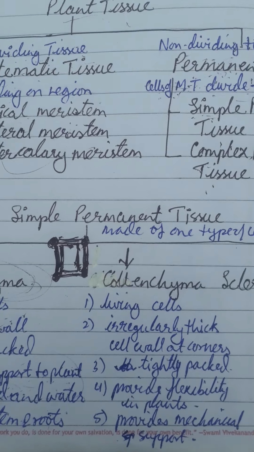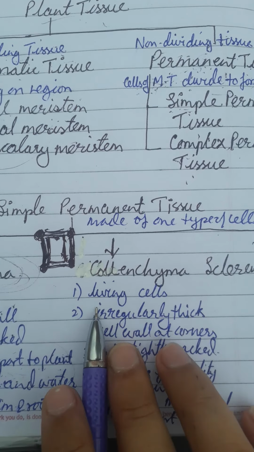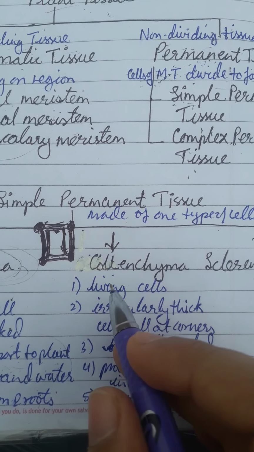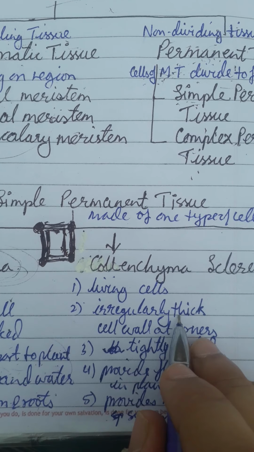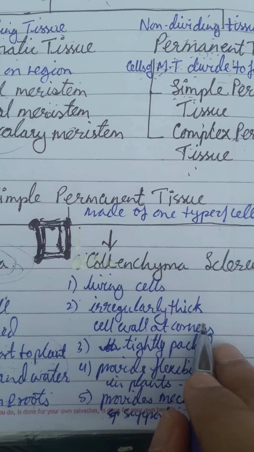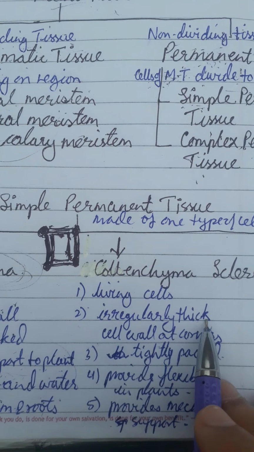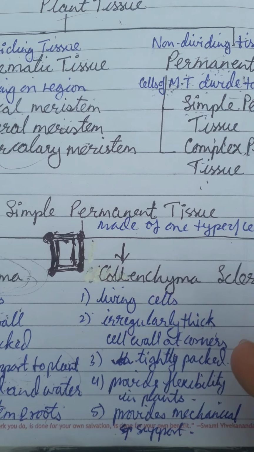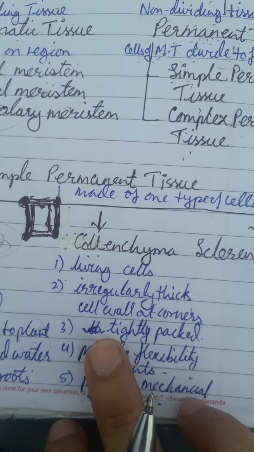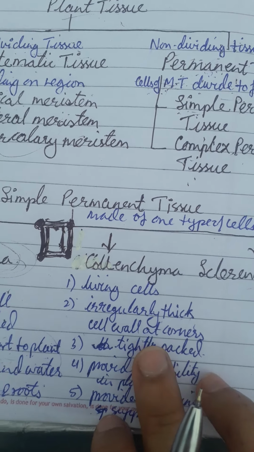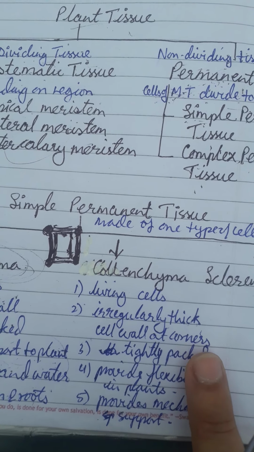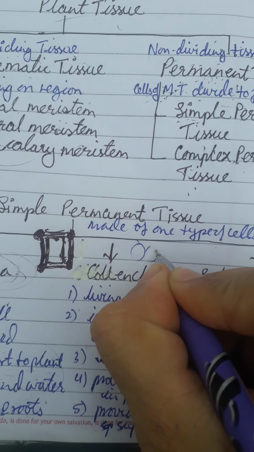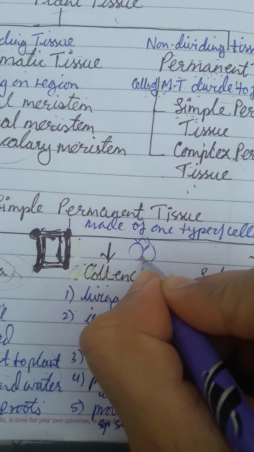Now coming to the second one, the collenchyma. The collenchyma cells are living cells. These have irregularly thick cell walls at the corners, meaning the cellulose is not equally distributed on all the sides. At the corner it is thickened. It is tightly packed. The parenchyma was loosely packed. This is tightly packed, meaning the cells are close to each other. There will be no intercellular space between them.